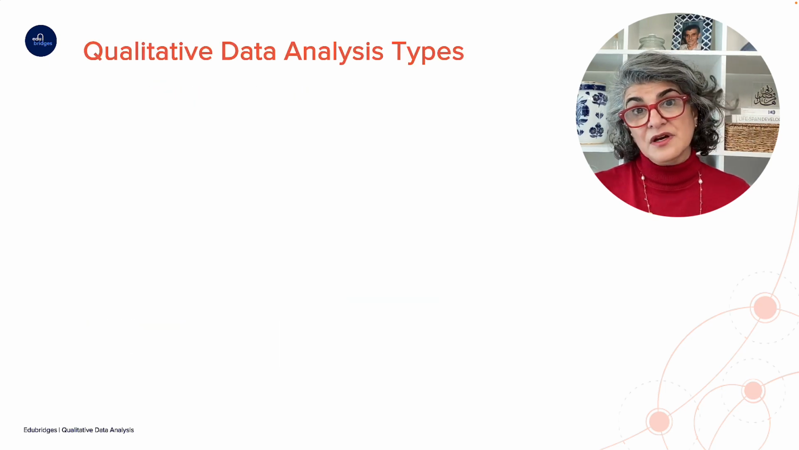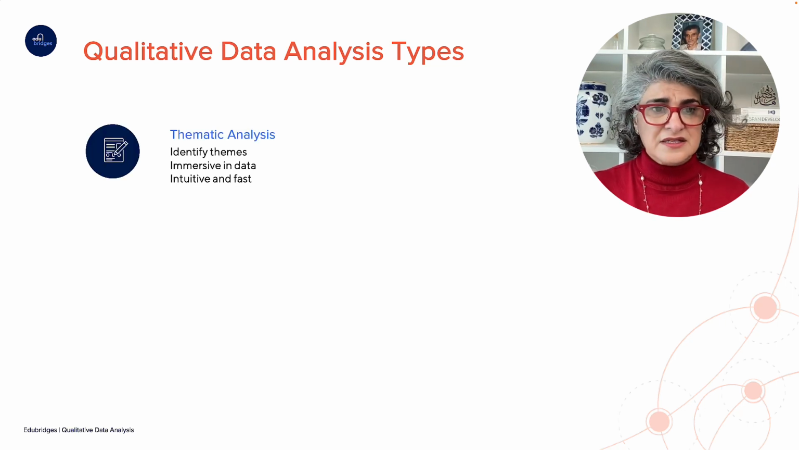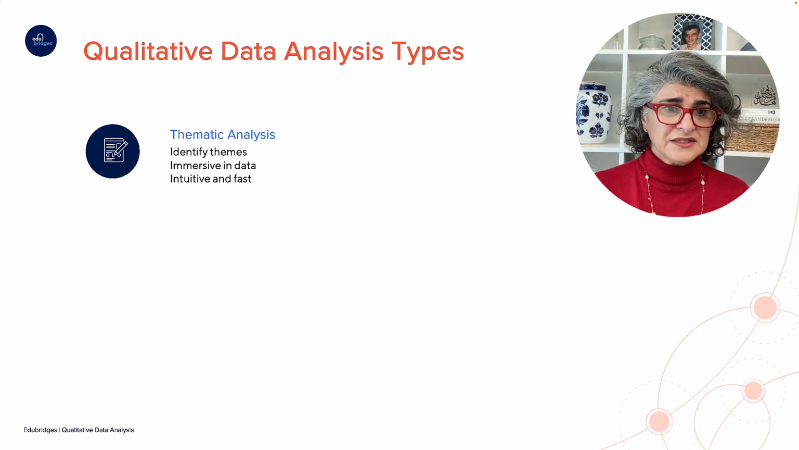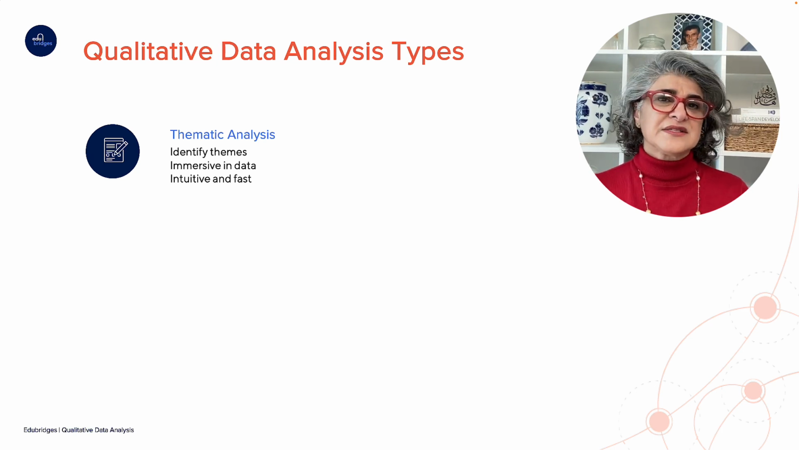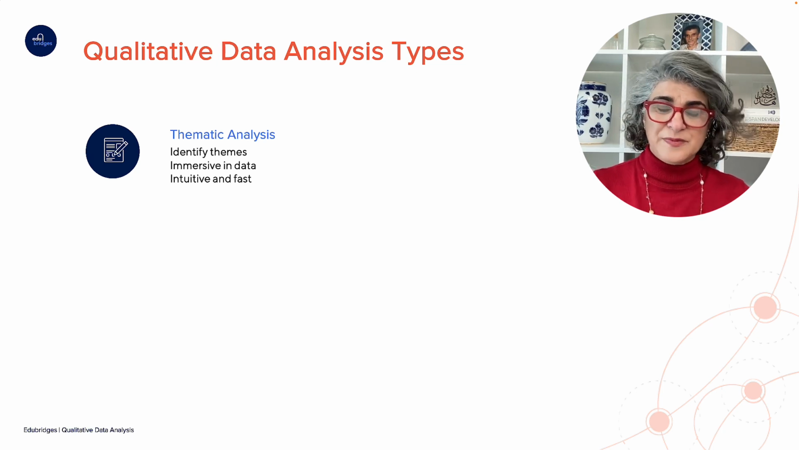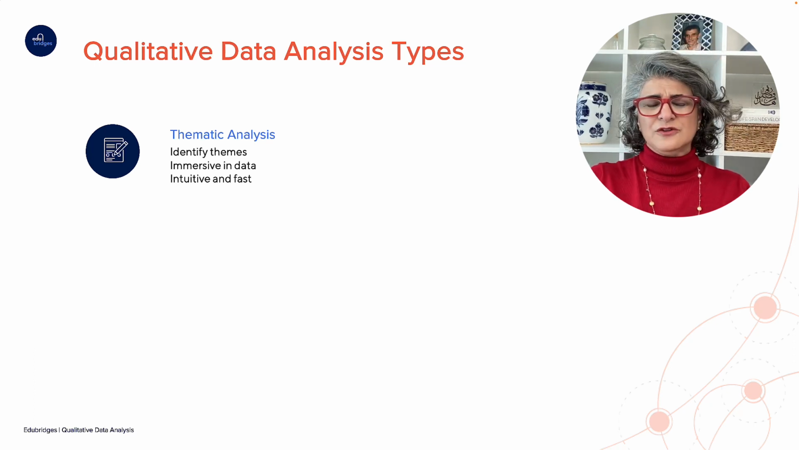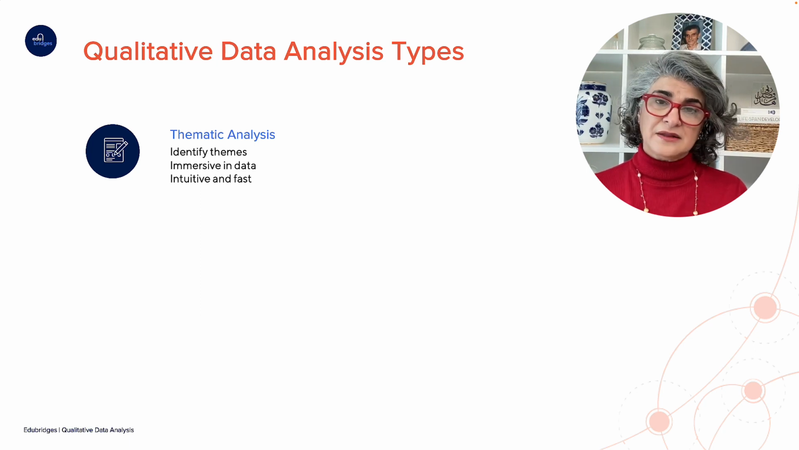We have different types of data analysis. The most prominent and common is thematic analysis. We usually identify the themes that come across through the interview data or the qualitative data. We are immersed in the data, and usually it's intuitive and fast because we already have some idea about what to expect, but there are some things that we don't expect. So we know the topic at hand. It's not totally new, and I'm not trying to come up with a theory or a framework. I'm trying to understand the nuances.